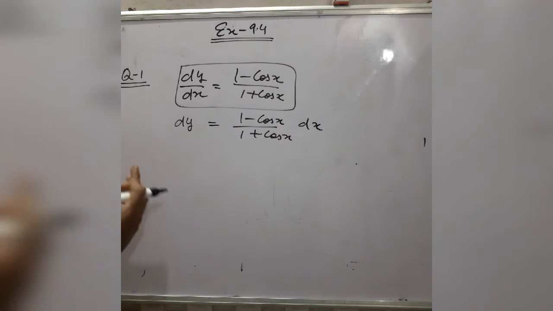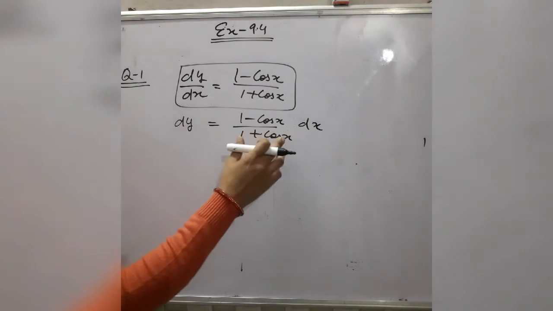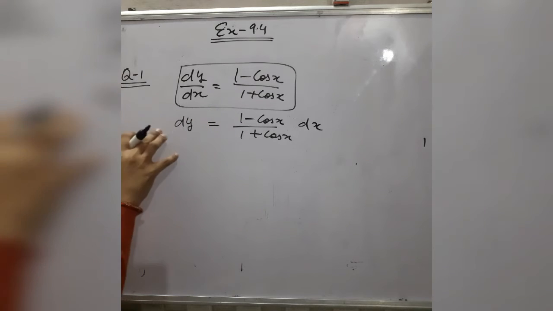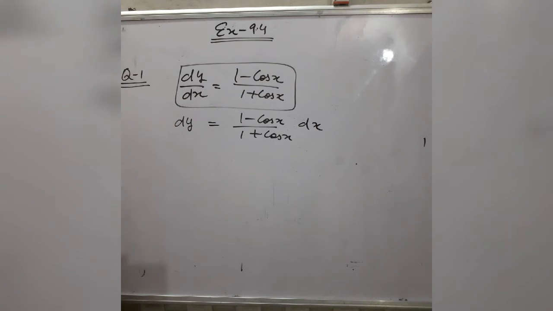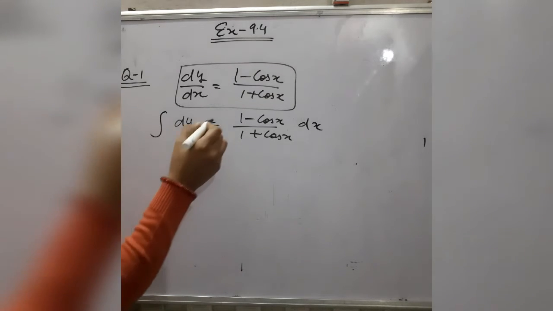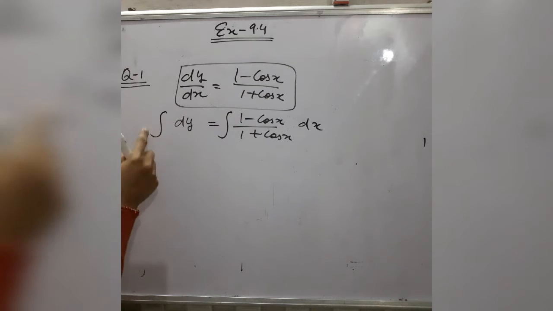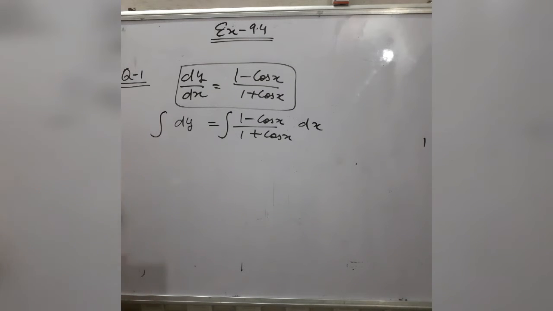After taking terms containing y on one side and terms containing x on the other side, now we want to eliminate the derivative sign. We want to find just a solution in terms of x and y variables. So we will take integration on both sides. In the first step you will separate the variables, in the next step you will take integration on both sides.